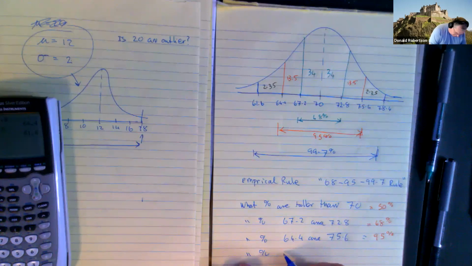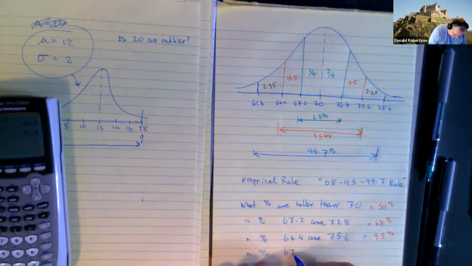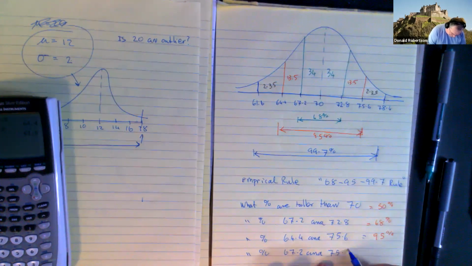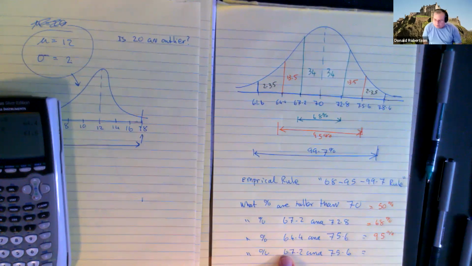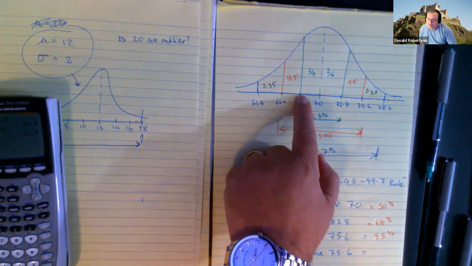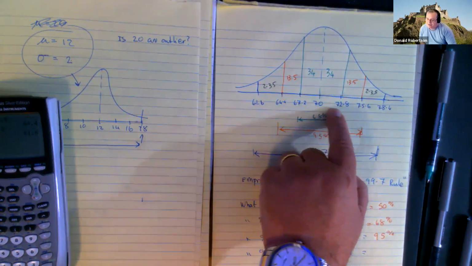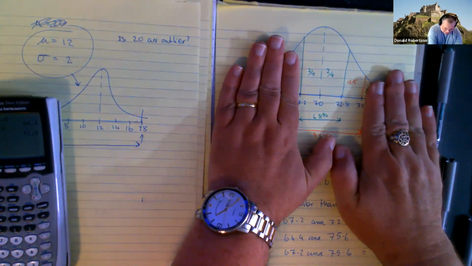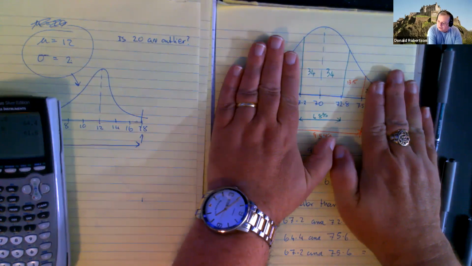What percentage are between 67.2 and 75.6? So you notice I've changed that start number to be 67.2. If you look at my diagram, there's 67.2. Starts there and it finishes here. So if I cover this guy up and I cover this guy up, does it help you see what you're going to do to get your answer? Won't you just add up the three pieces of the pie? 34, 34, and 13.5, 68, 81.5, I make that.